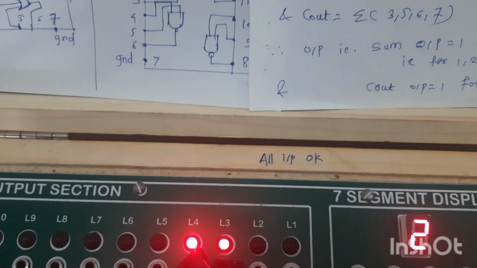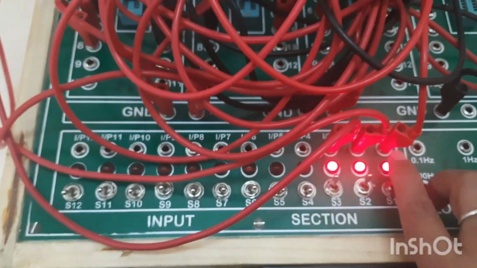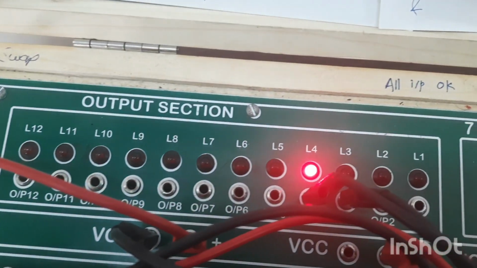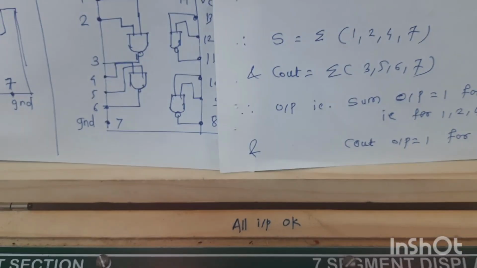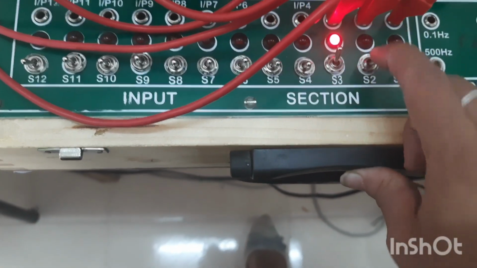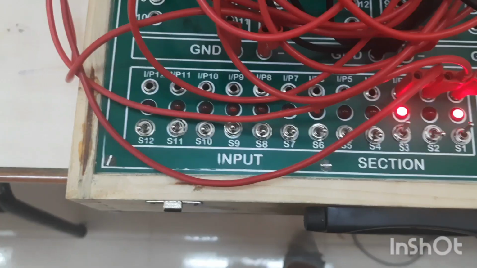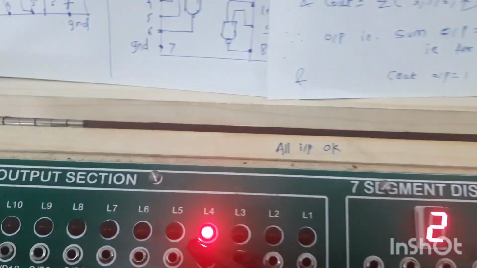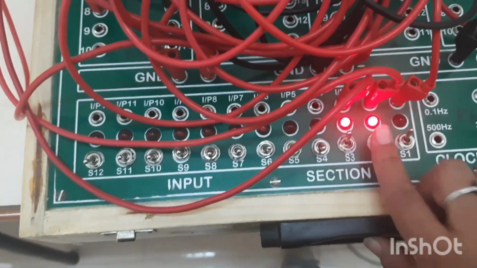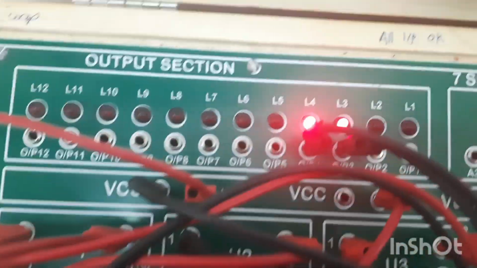Now we will see for the carry out. For carry out minterms, first we'll give 3. For 3, you can see our carry out is 1. Now give 5. We have given 5, we have got the carry output 1. Now give 7, we will see both the outputs are 1.